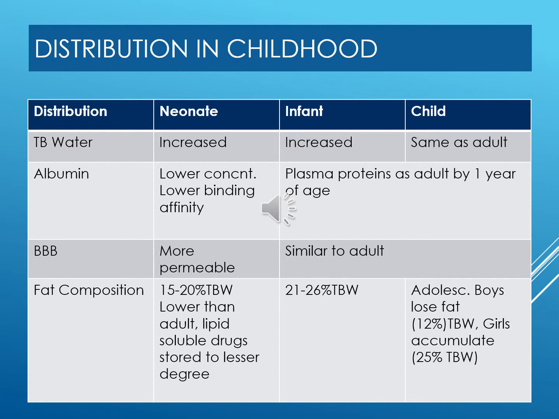Okay, so distribution in childhood. You'll find that total body water is increased in neonates, it's increased in infants as well, and doesn't reach that of an adult until they're children. You've always got increased extracellular fluid in children, so drugs which distribute to these places, like your aminoglycosides, for example, are going to be increased with the neonate and infants.